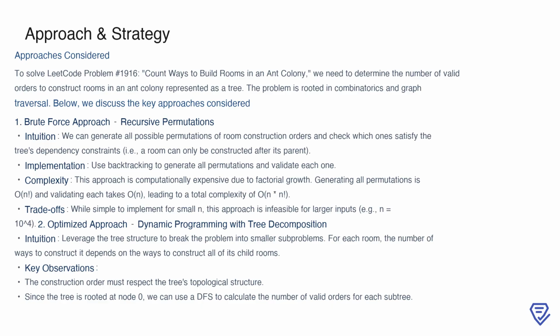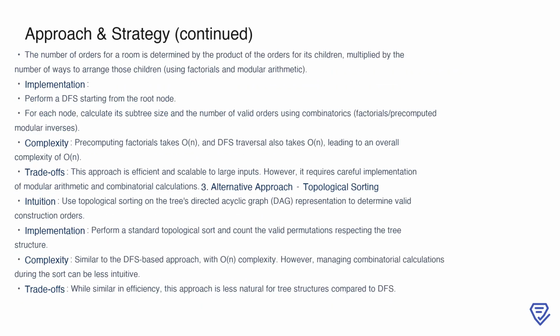By focusing on how the number of valid orders for each room depends on its child rooms, we can simplify the problem significantly. This approach uses a depth-first search to calculate the number of valid orders for each subtree while respecting the tree's topological structure. The key insight behind the dynamic programming approach is that the number of valid orders for a room can be calculated as the product of the valid orders for its child rooms, combined with the number of ways to arrange these children. This is done using combinatorics, specifically factorials and modular arithmetic, to ensure efficiency and handle large numbers.